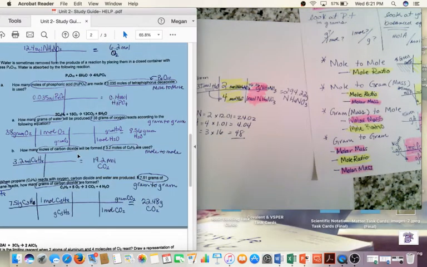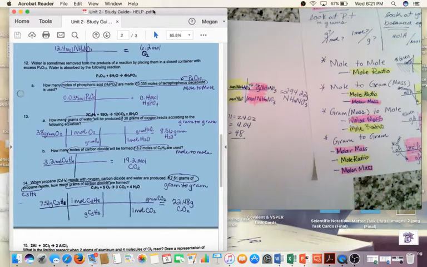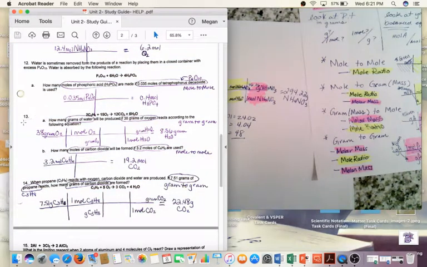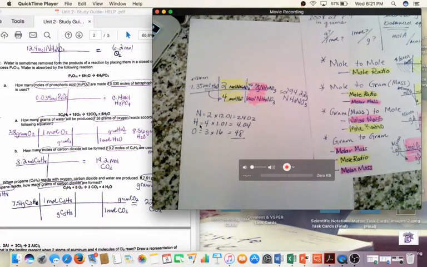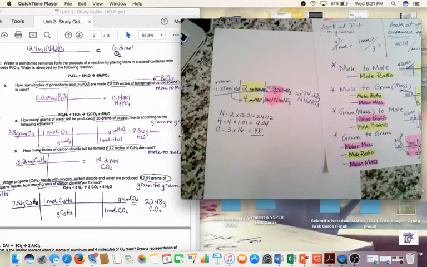Let me slide it over. We're looking at 13A. They already give you a balanced equation right here. How many grams of water will be produced if 38 grams of oxygen react according to the following equation? So we are doing a gram to gram conversion.